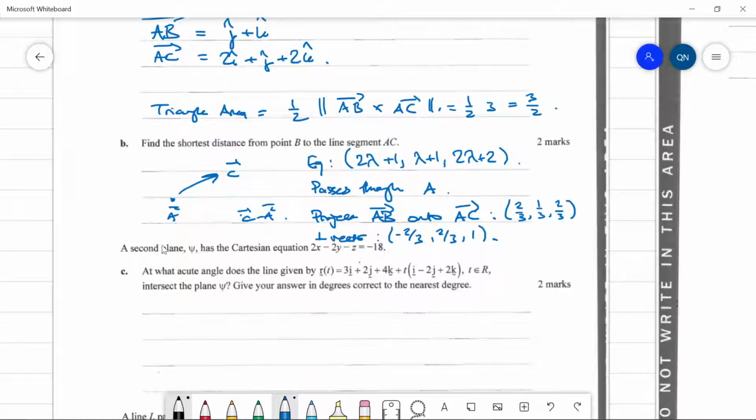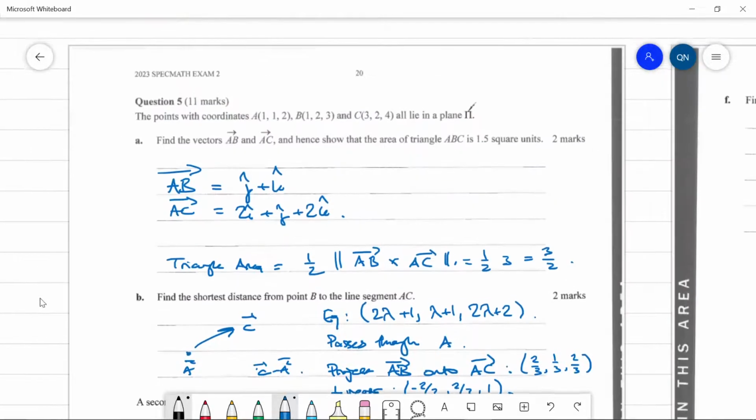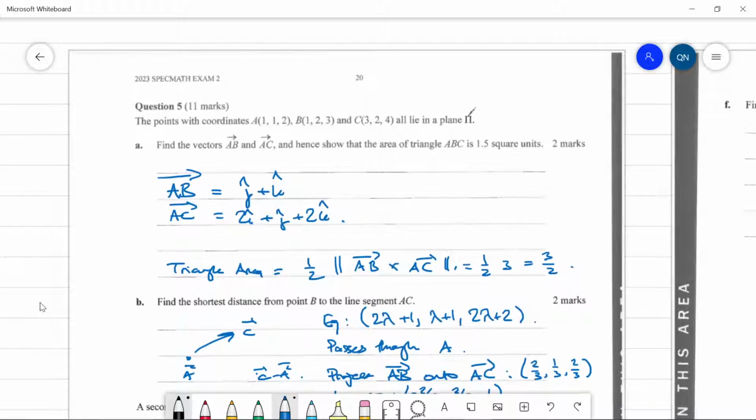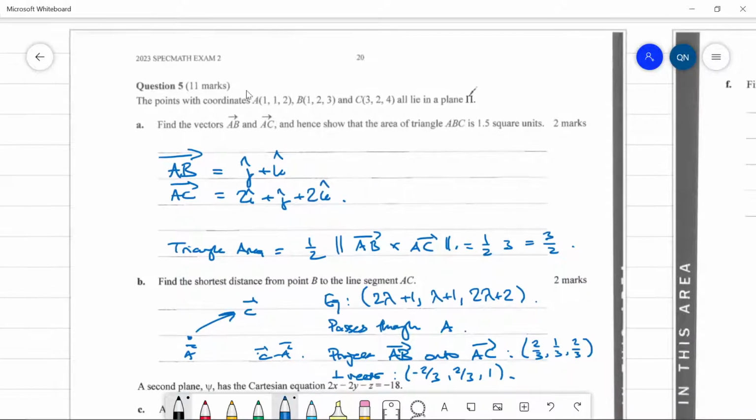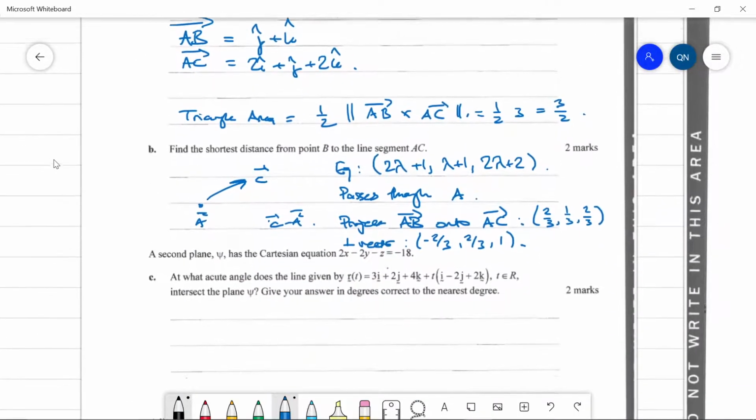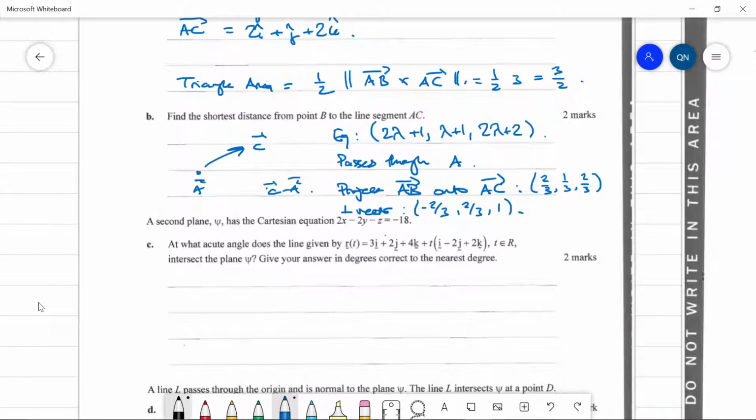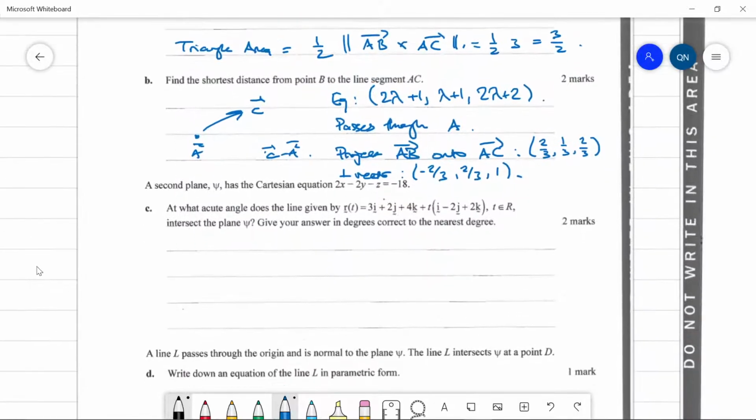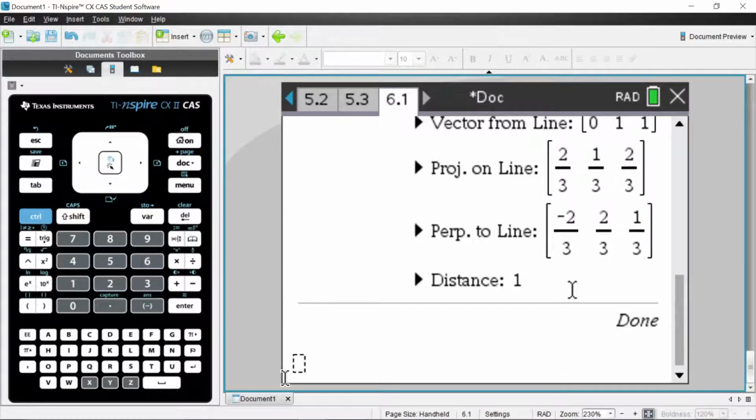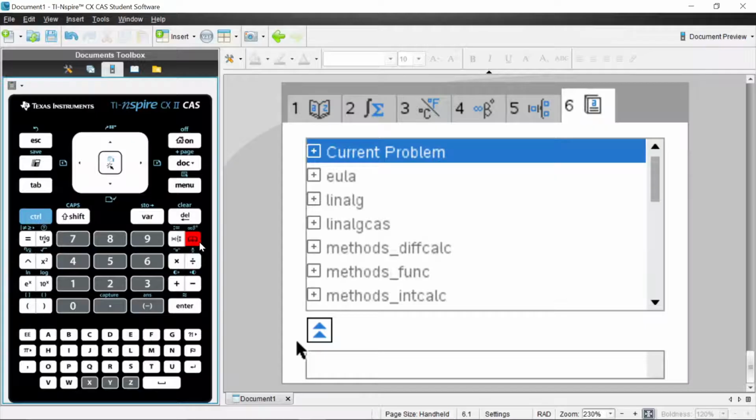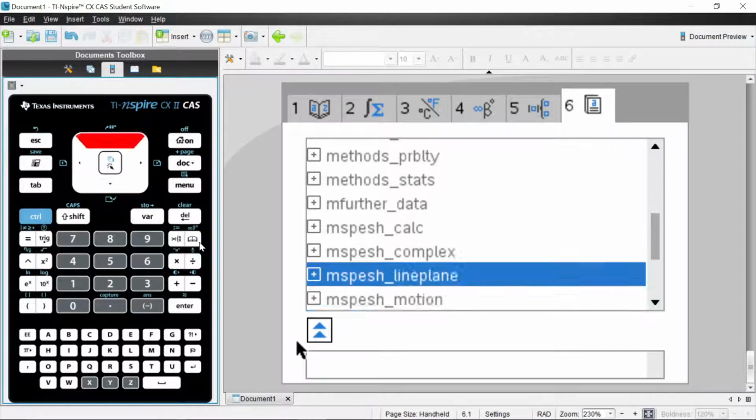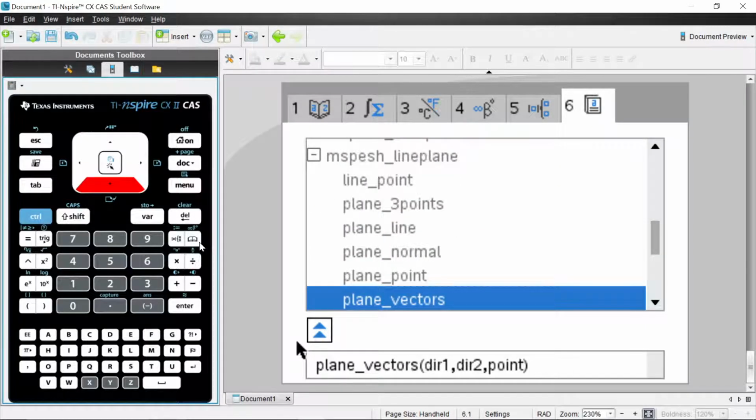A second plane, psi, was there already a plane here? A, B, and C all lie in a plane pi. Okay, so there's a second plane psi here, with this Cartesian equation. At what acute angle does the line given by this intersect with psi? Give your answers to the nearest degree. So let's use plane line.